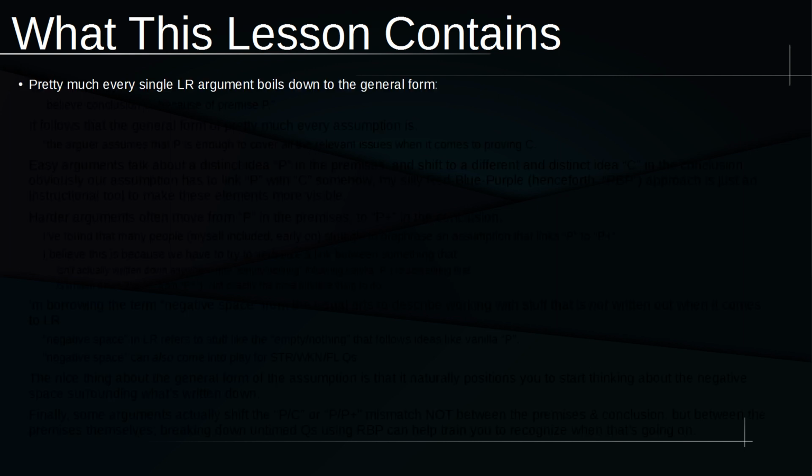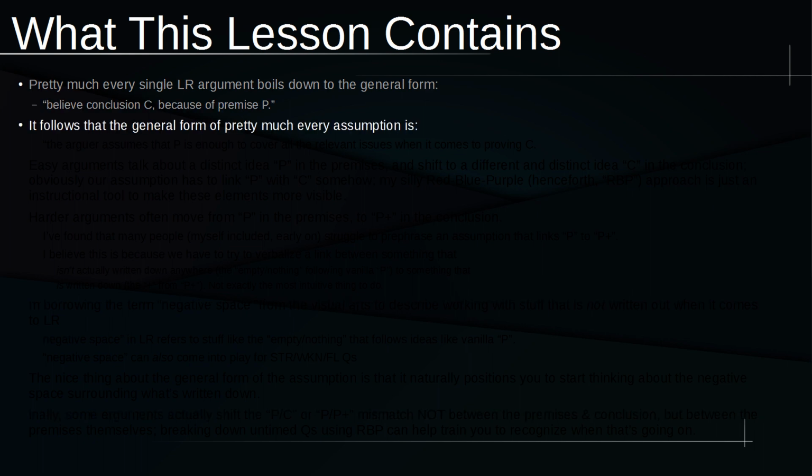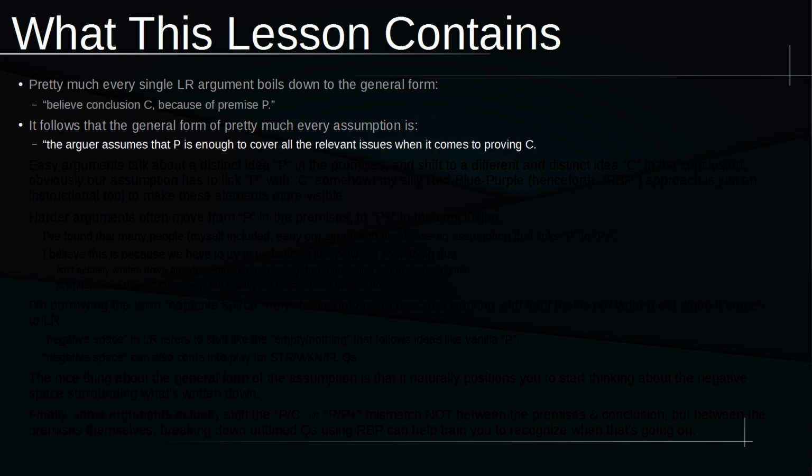As I've made passing reference to in some other lessons, pretty much every single LR argument boils down to the following general form. Believe conclusion C because of premise P. From this it follows that the general form of pretty much every assumption is as follows. The arguer assumes that P alone is enough to cover all the relevant issues when it comes to proving C.